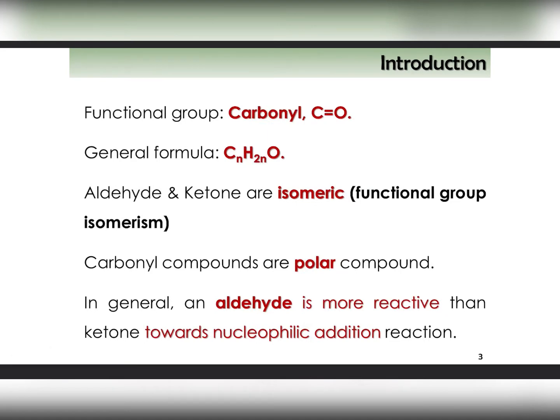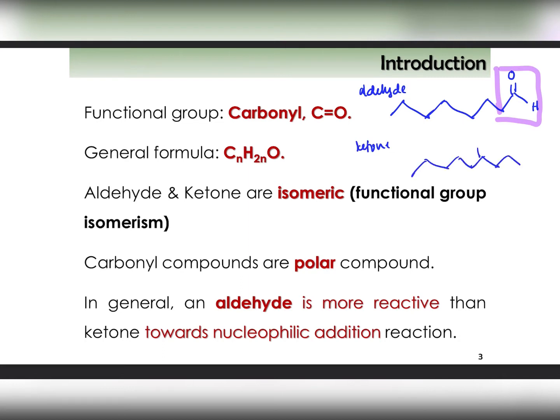So the functional group is carbonyl. You can see ada C double bond O in the structure, and the general formula is CnH2nO. Aldehyde and ketone, they are functional group isomers. And untuk carbonyl compound, untuk aldehyde, okay, so C double bond O di bahagian hujung rantaian karbon. So remember that. And ketone adalah C double bond O di bahagian tengah rantaian karbon. So you should differentiate between these two, aldehyde dengan ketone by now.